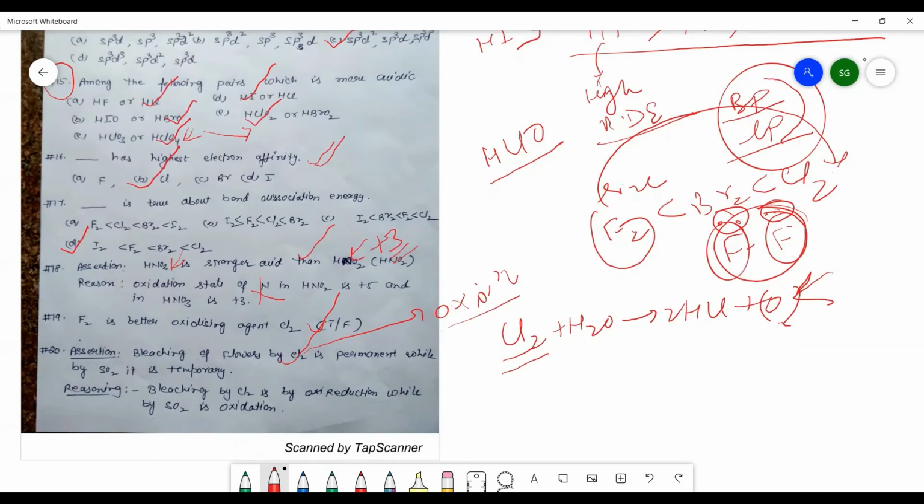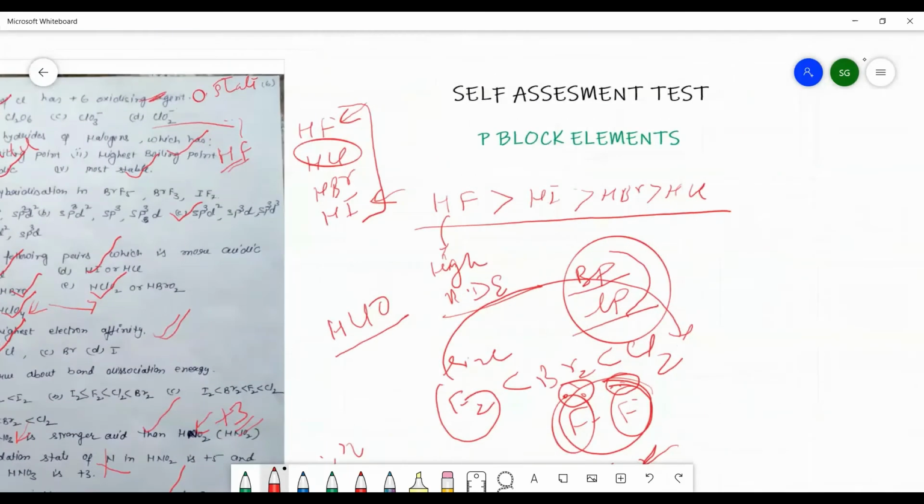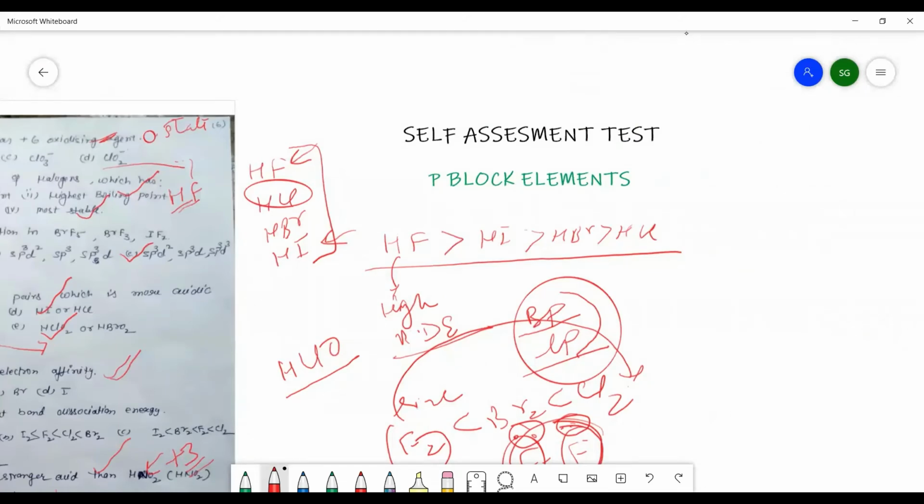Now see what the reason is. Bleaching of Cl2 is by reduction. No, it is a wrong statement because it is because of oxidation. So we can say the assertion is true, but the reasoning given is wrong. The reverse is true for this. So we can say the assertion is true, but the reason is wrong. This is the self-assessment test 6 for the P block elements.